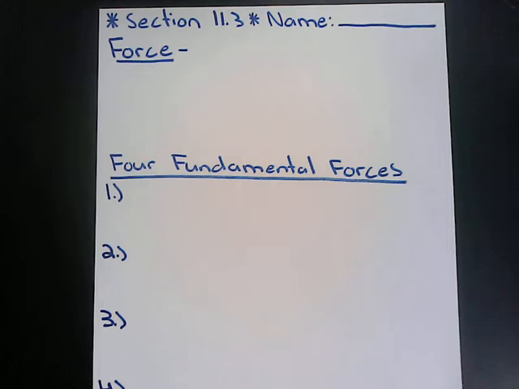So the first objective is to determine why scientists identify what scientists identify as the fundamental forces of nature. Objective number 2, determine what happens when there is a net force acting on an object. Objective number 3 is to determine what force always opposes motion. And then the fourth and final objective is to determine why friction is sometimes necessary.